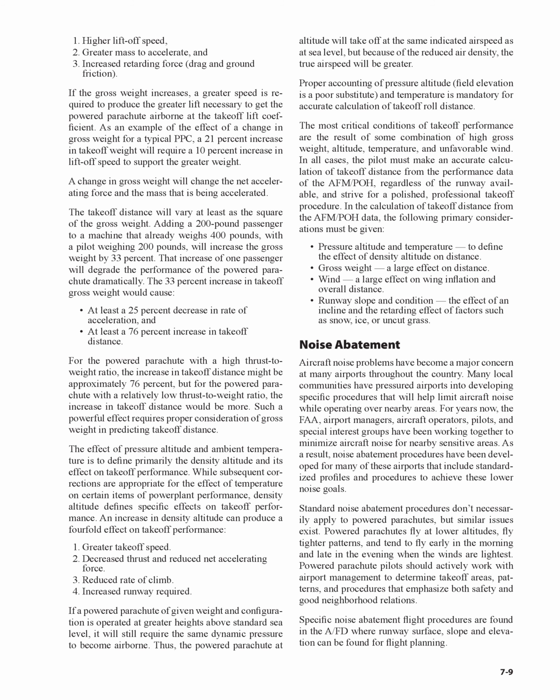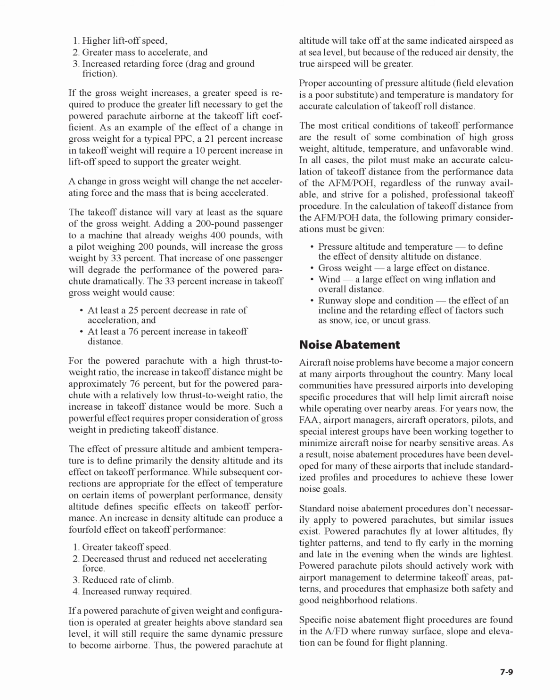Adding a 200-pound passenger to a machine that already weighs 400 pounds, with a pilot weighing 200 pounds, will increase the gross weight by 33%. That increase of one passenger will degrade the performance of the powered parachute dramatically. The 33% increase in takeoff gross weight would cause at least a 25% decrease in rate of acceleration, and at least a 76% increase in takeoff distance.